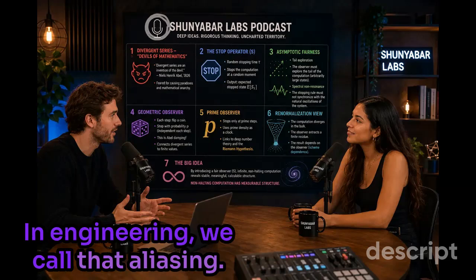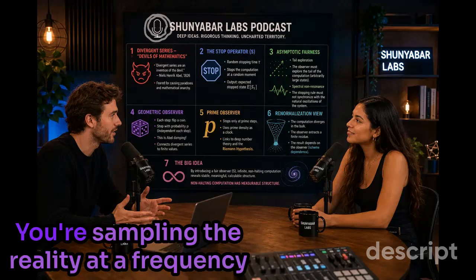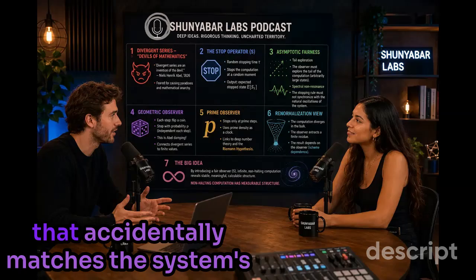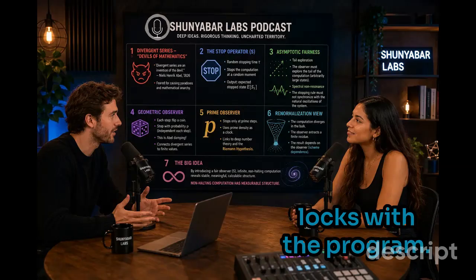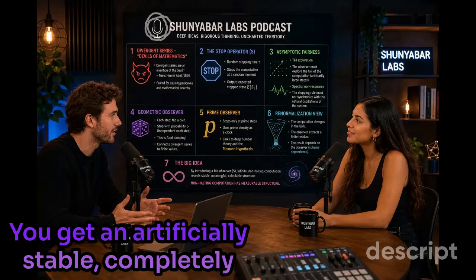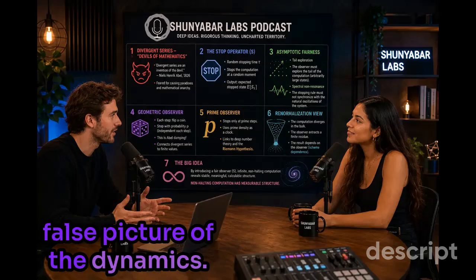In engineering, we call that aliasing. You're sampling the reality at a frequency that accidentally matches the system's own rhythm. And when you do that, your observer phase locks with the program. Exactly. You get an artificially stable, completely false picture of the dynamics.